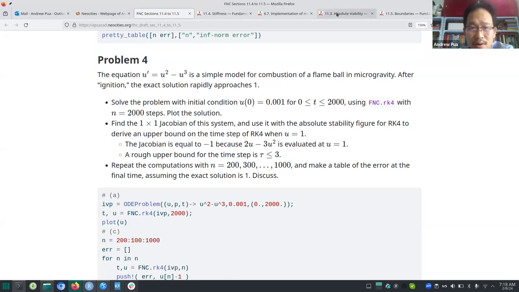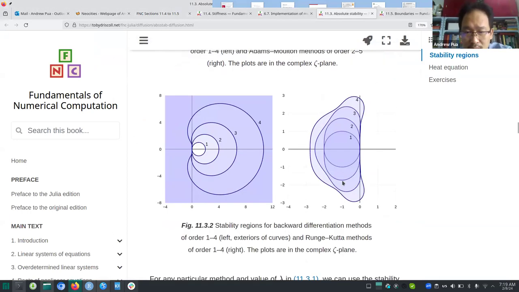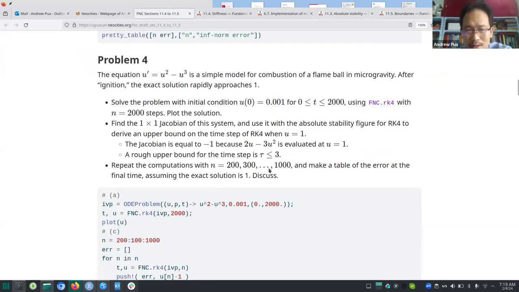So in RK4, this is the absolute stability region for RK4. It's this part where you see 4. And the idea is to use the extremes of this region to determine an upper bound for tau, which is the time step that you're going to be using. Here you have to do an approximation, but I used -3, and then you pretty much go through a similar calculation to get an upper bound.